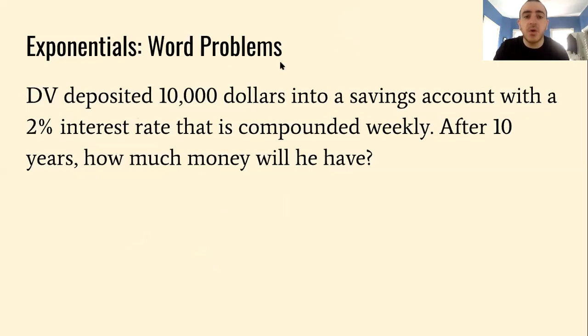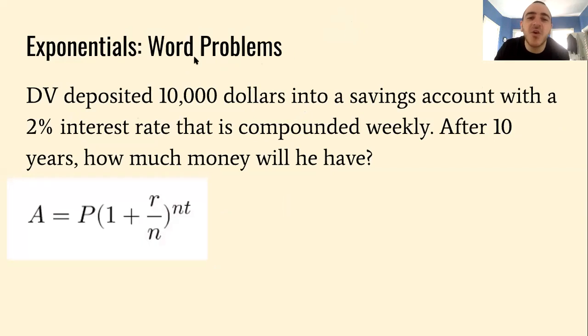Okay, so for this one, DV deposited $10,000 into a savings account with a 2% interest rate that is compounded weekly. After 10 years, how much money will he have? I think I have the equation on the next slide. Yes, perfect. So here's the equation that you should be using. And again, you're going to be given this during the exam on a reference sheet. What I like to do is underline everything. So $10,000 is what he starts with. That's our principal.